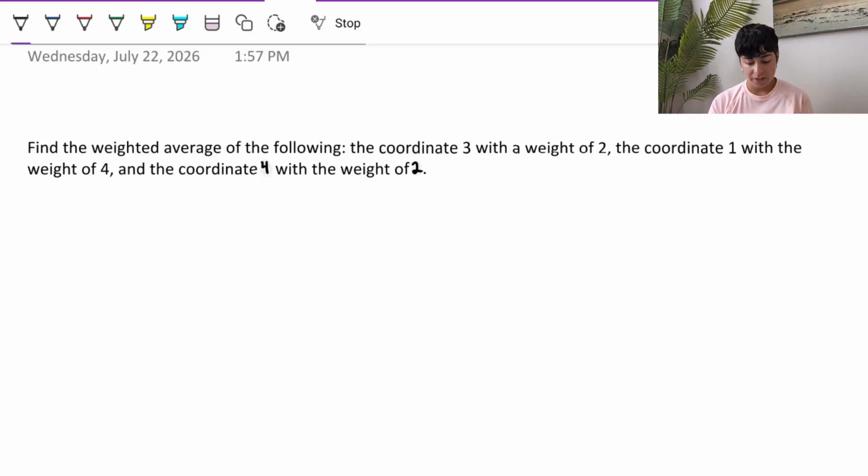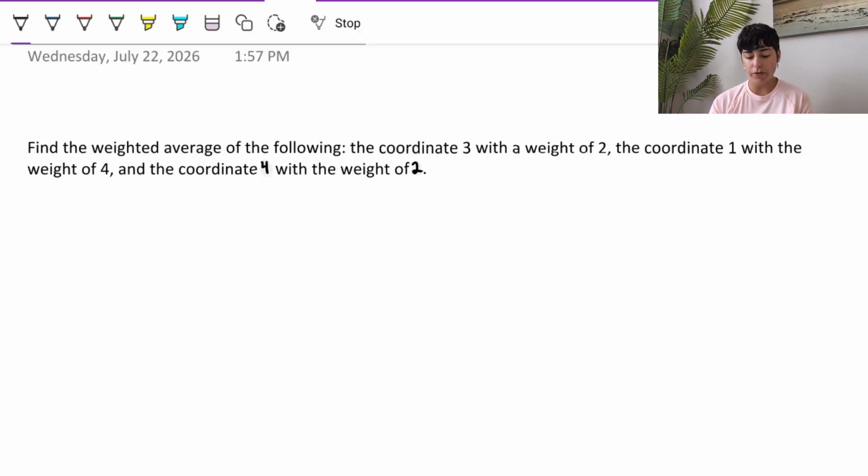Hey guys, in this video we are going to discuss how to find the weighted average. Now this question can be presented usually in two ways, either with coordinates and their weights or grades and their weights. We're going to use coordinates as that's the more simple version, but if you were calculating a final grade, it would be the same way. So let's read our question.